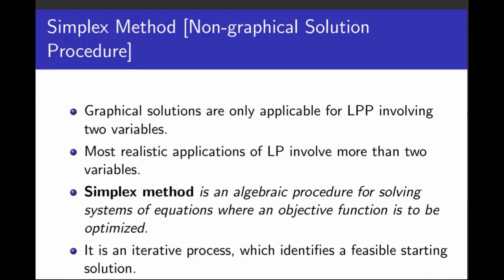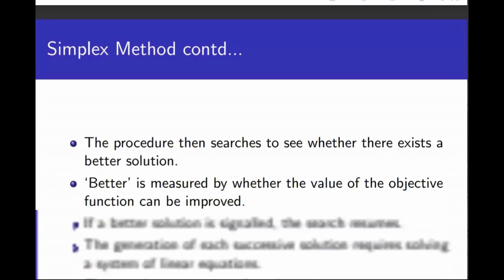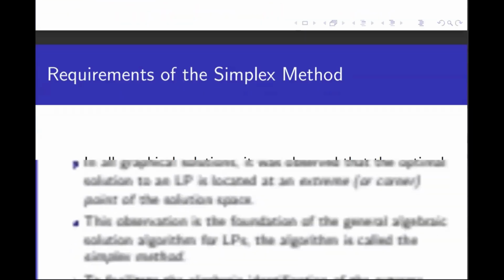It is an iterative process which identifies a feasible starting solution. Iterative processes because a specified set of solution steps are repeated until a conclusion is reached regarding the solution of the problem. The procedure then searches to see whether there exists a better solution. Better is measured by whether the value of the objective function can be improved. If a better solution is signaled, the search resumes. The generation of each successive solution requires solving a system of linear equations. The search continues until no further improvement is possible in the objective function.